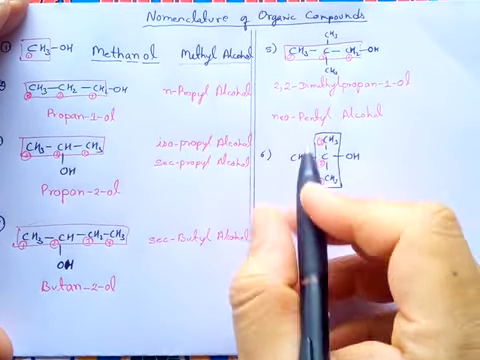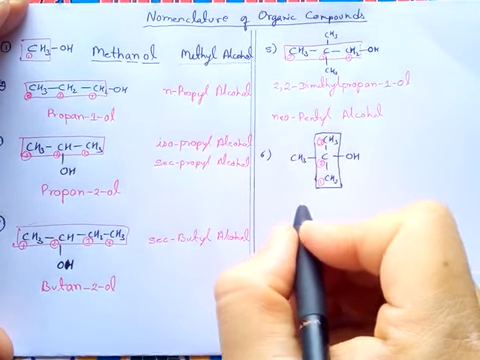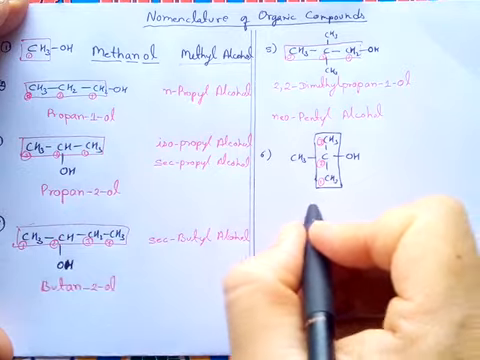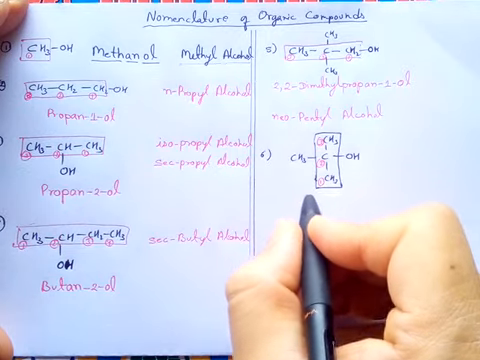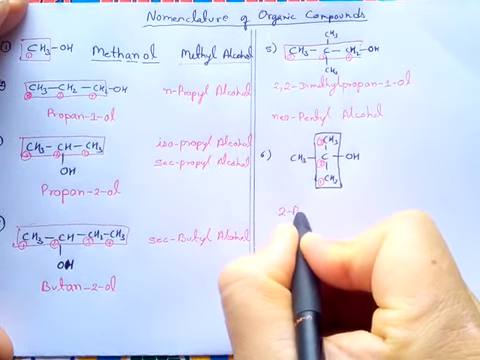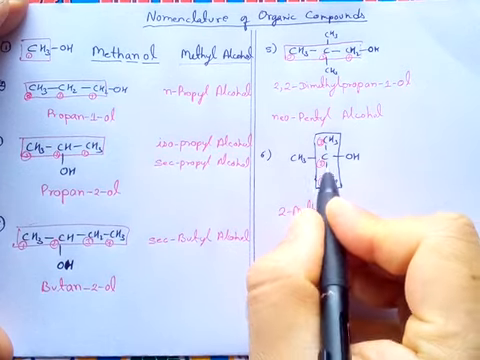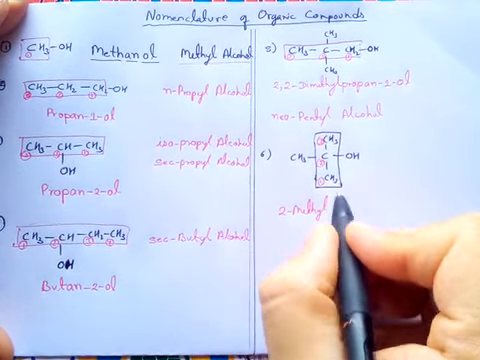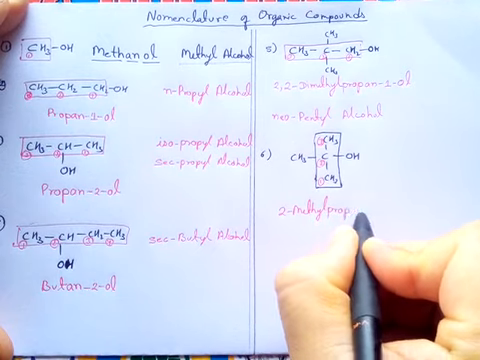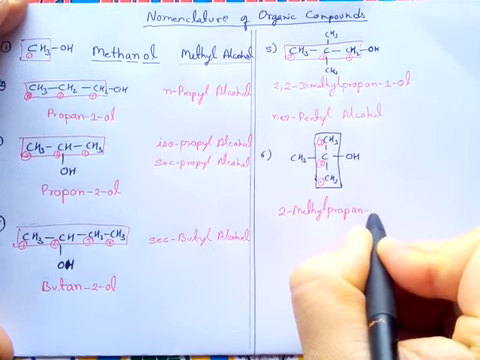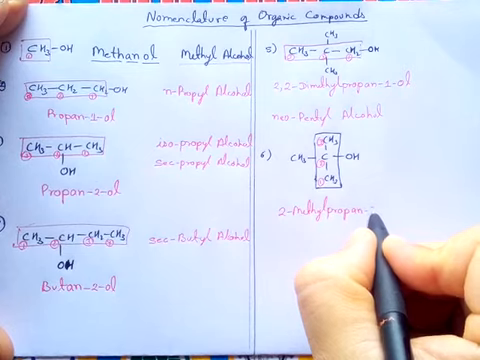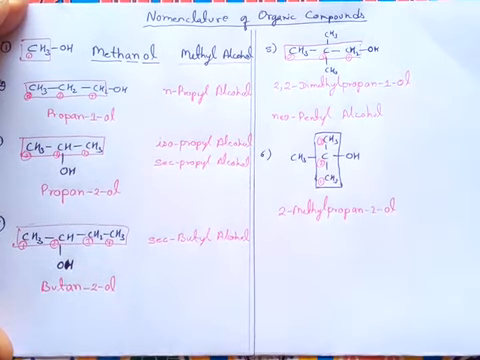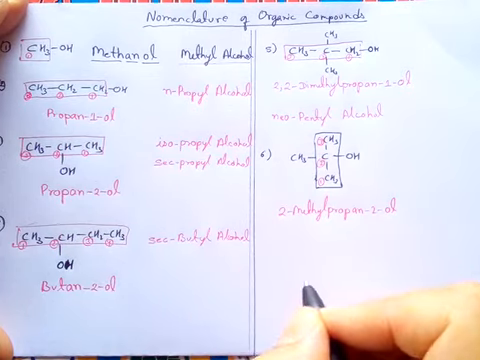So its IUPAC name will be 2-methyl. Okay, so this is carbon number 2. It has methyl. So 2-methyl. There are 3 carbons. Prop, carbon-carbon single bond, an, and at carbon number 2, ol. So 2-methylpropan-2-ol. Now what will be its common name?